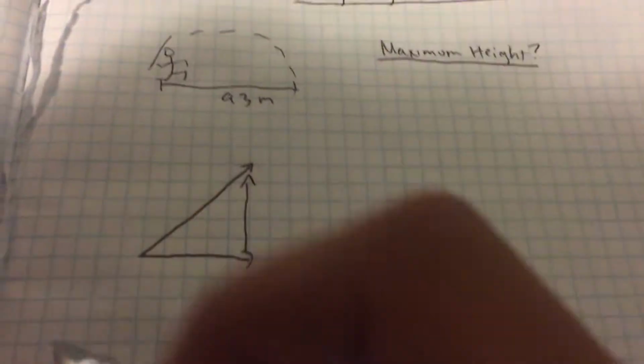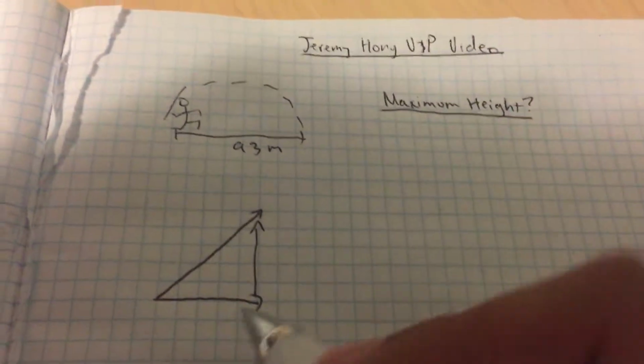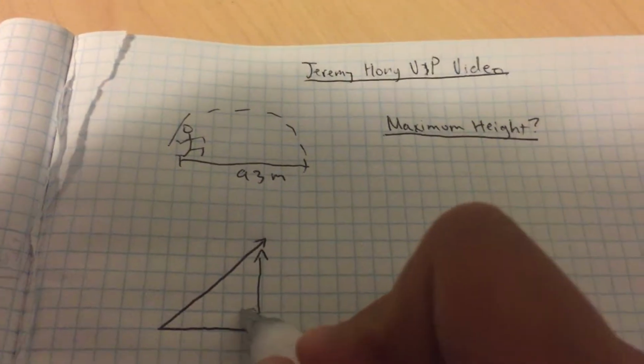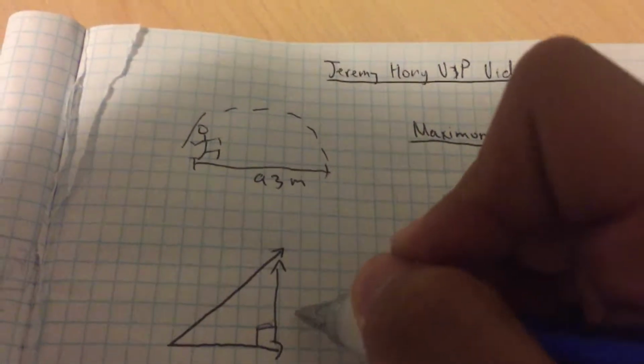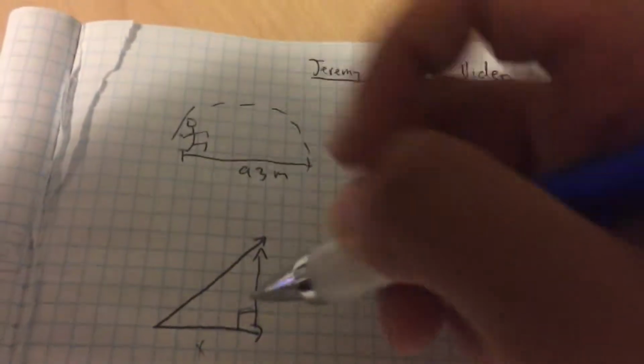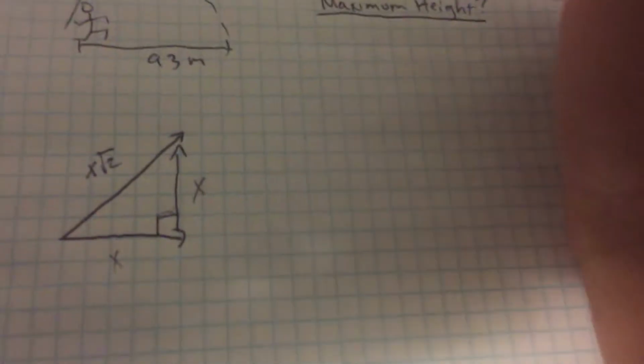So what I've drawn here is a vector triangle with 45, 45, 90 angles. And what we know, since it's a special triangle, is that the sides are x and the total velocity would be x root 2. What we have to find first is x.